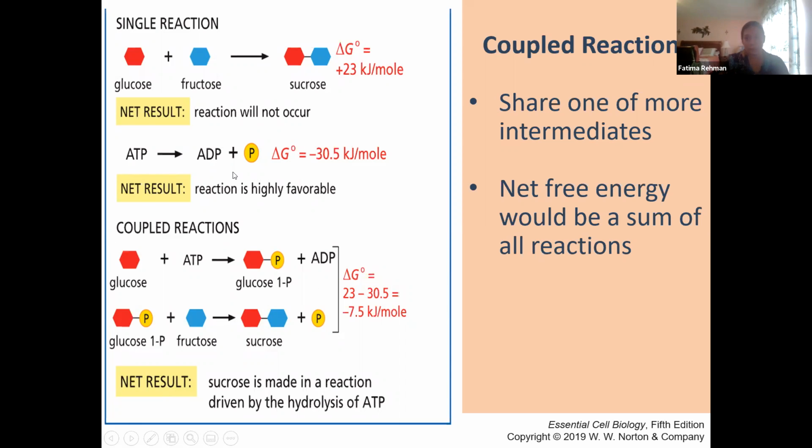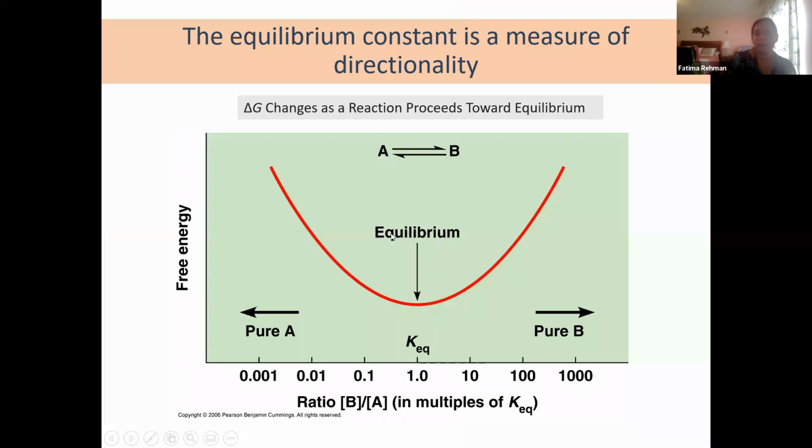So on the test, given a set of reactions, a metabolic chain, and provided delta G for individual steps, you should be able to figure out if it is a favorable or an unfavorable metabolic chain. Okay.